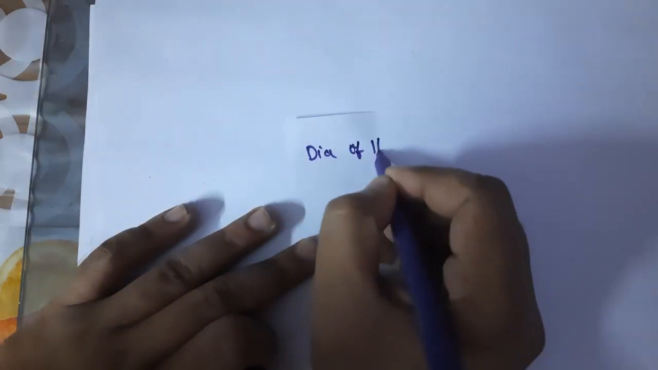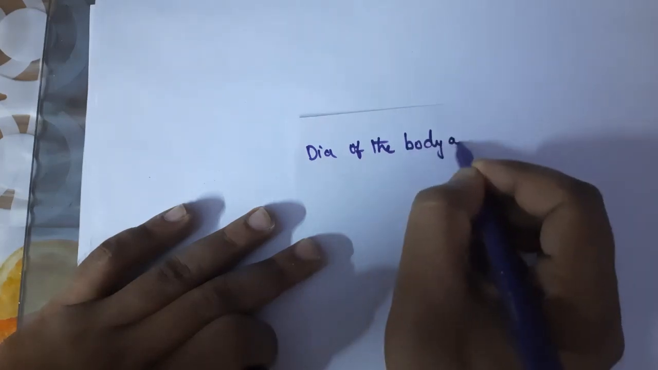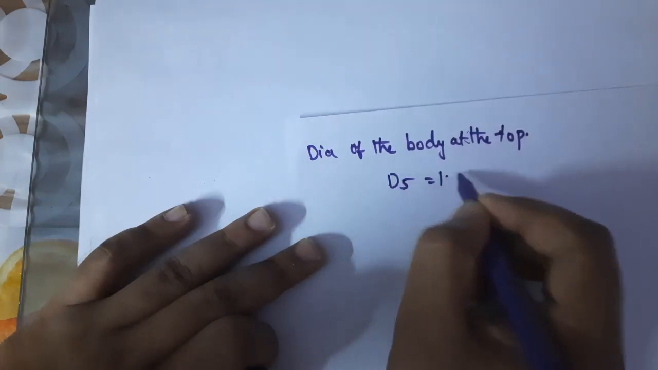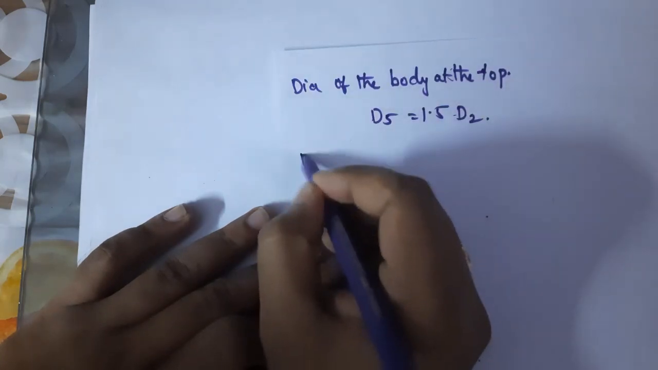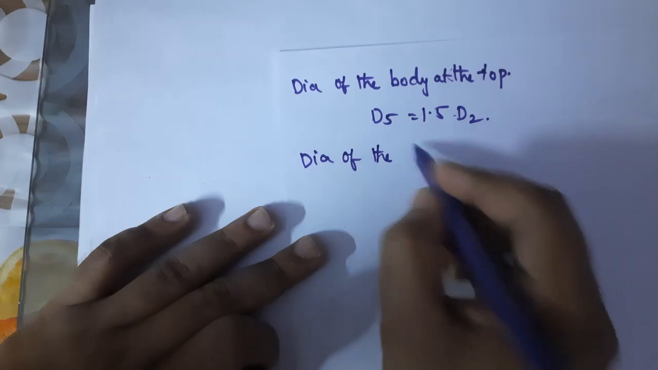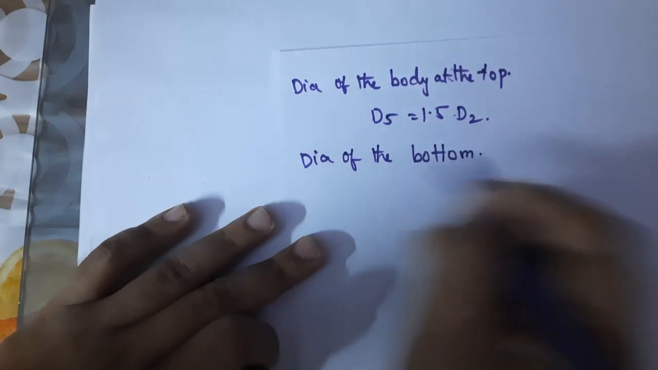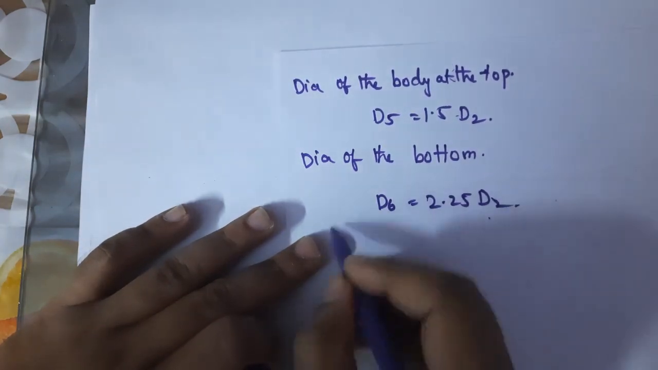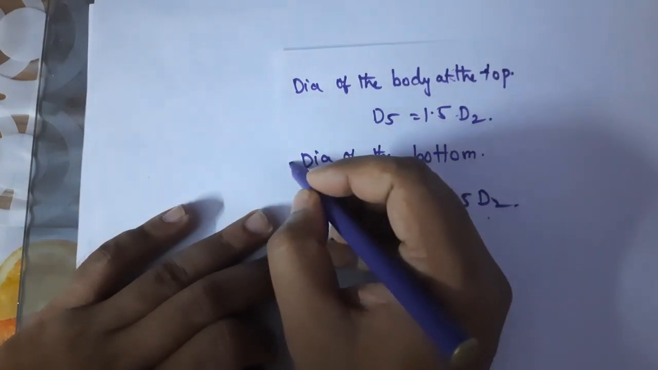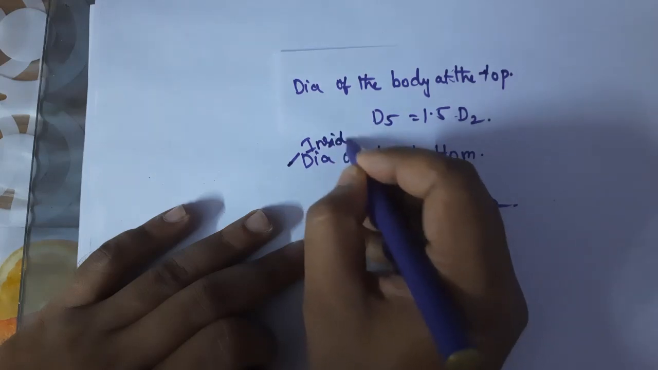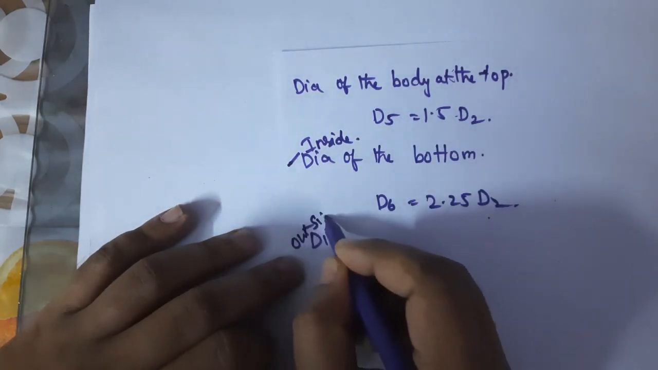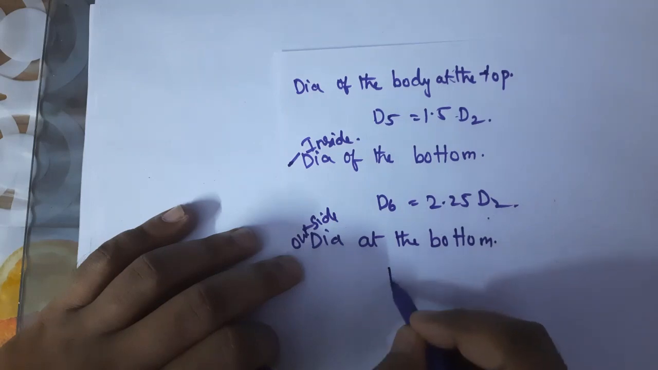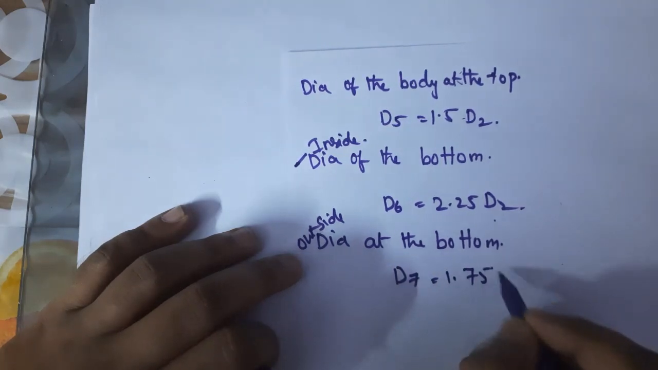Diameter of the body at the top, D5 is equal to 1.5 D2. Diameter of the body at the bottom, D6 is equal to 2.25 into D2. This will be the inside diameter, and the outside diameter at the bottom, that is D7 is equal to 1.75 D6.